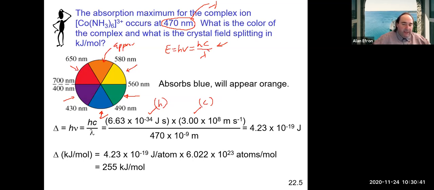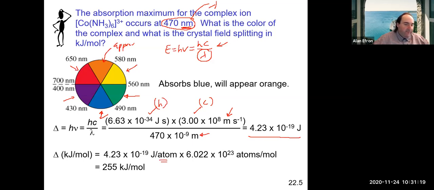We do need to make some adjustment to our wavelength, because unit-wise it's in nanometers, but in order for all the units to cancel out correctly, it needs to be in meters. That's why we have 470 times 10 to the minus 9 meters in a nanometer. That's where that conversion comes from. If we do all that, we get something like 4.23 times 10 to the minus 19 joules, and that is per atom, which is what we have here.